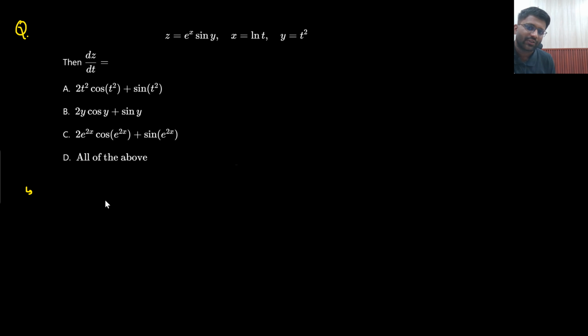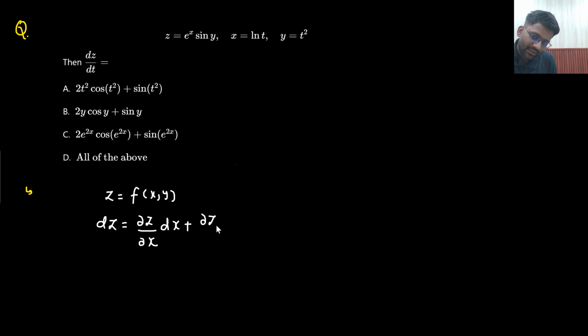z is a function of x comma y. So what is the first thing? dz by dt I need to find out. Can I write down dz? Yes sir, I can write down dz. What is dz? dz is nothing but the change in z with respect to x keeping the other parameter constant dot dx, plus the change in z with respect to y keeping the other parameter constant dot dy.